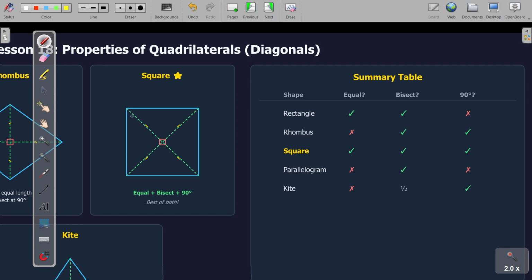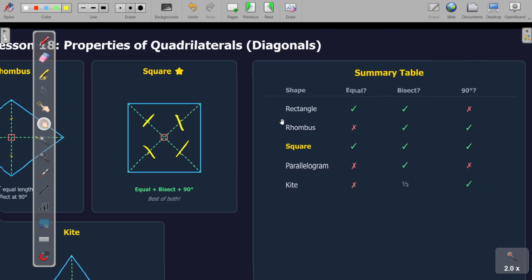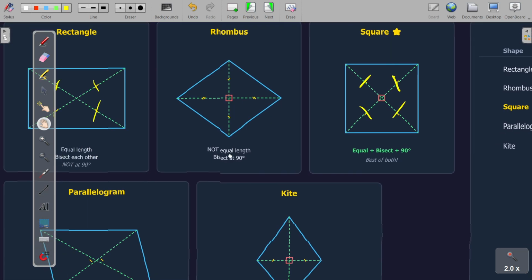So I'll just annotate them here. They are all equal. They all have 90 degrees. And they bisect each other. Not much to it. Just know that they have everything that you could possibly want in a shape.